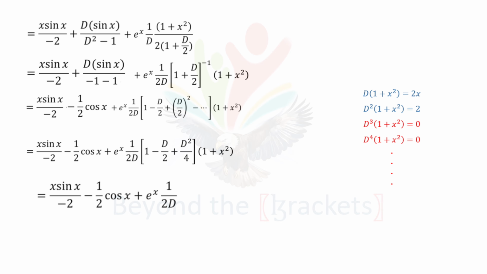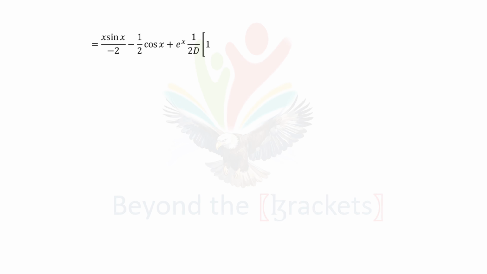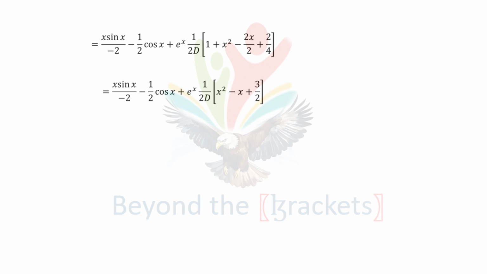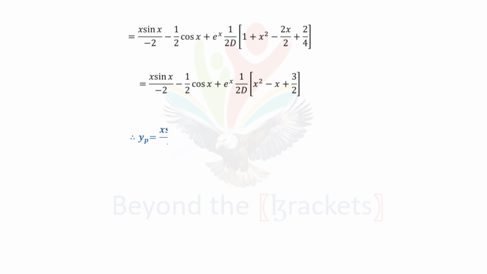Now 1 into 1 plus x square will be 1 plus x square, minus 1 by 2 into differentiation of 1 plus x square, which will be 2x, plus 1 by 4 into D square of 1 plus x square, which will be 2. Simplifying this further, we get e power x into 1 by 2D into x square minus x plus 3 by 2. Here D is differentiation, that means 1 by D will be integration. So e power 2x by 2 will be written as it is. Integration of x square will be x cube by 3, x will be x square by 2, and 3 by 2 will be 3 by 2 into x.